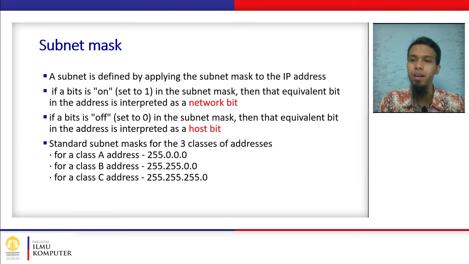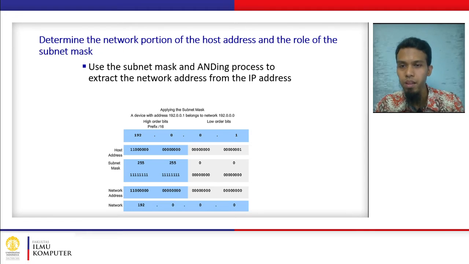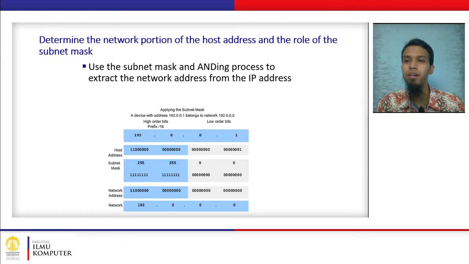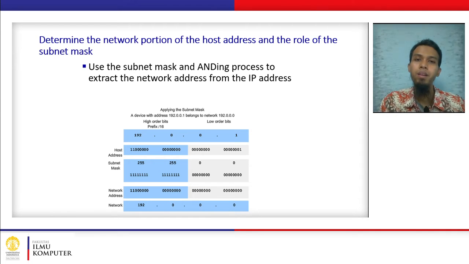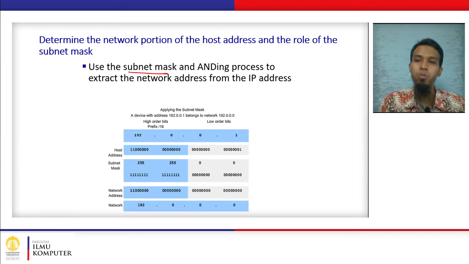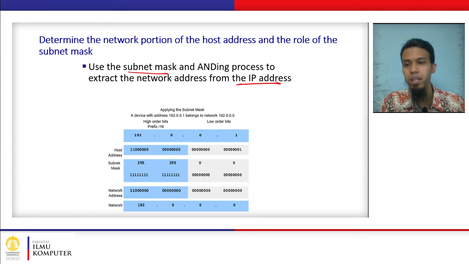We have talked about this a little bit: 1 is set for the network bits and 0 is for the host bits. Now there is another important thing. If we are given the host IP address and the subnet mask, then we can extract the network address.